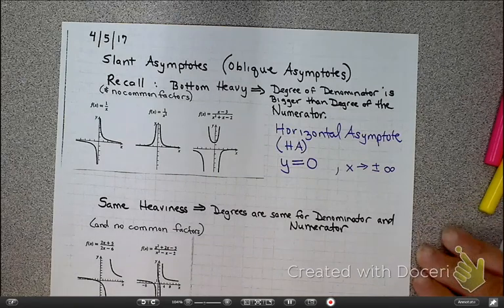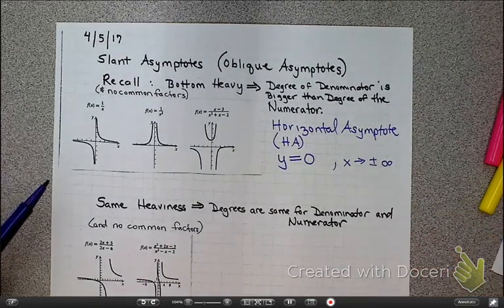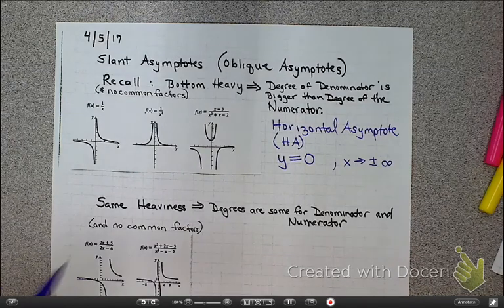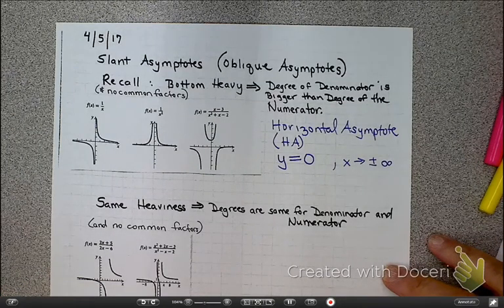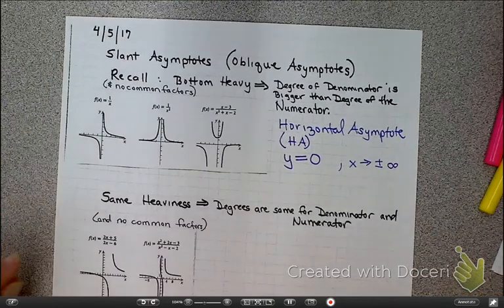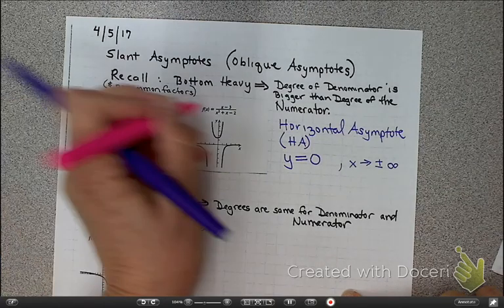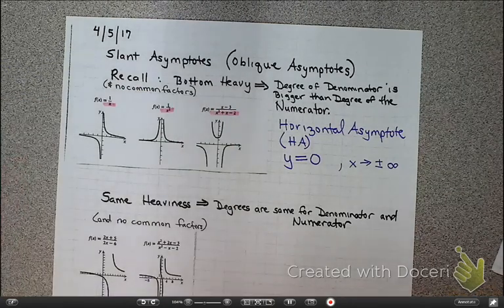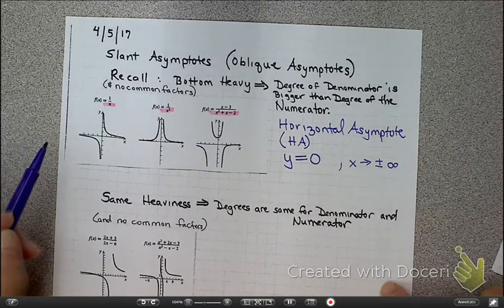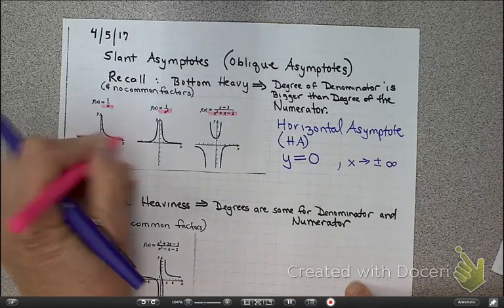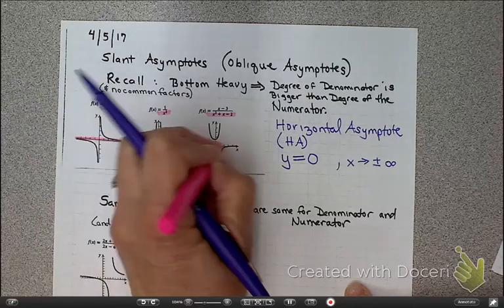So that's just always going to happen when the denominator is bigger than the numerator, and you let x approach infinity. That denominator becomes so big that the whole fraction approaches 0. So like in these three graphs, we see in each one that the denominator degree is bigger than the numerator degree. So we've got these horizontal asymptotes at y equals 0.